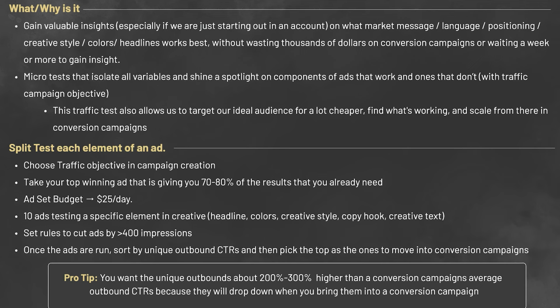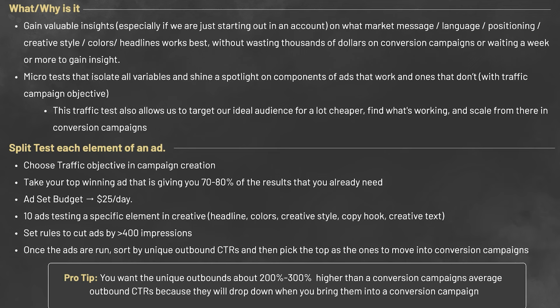So essentially what we're doing here is we're creating micro tests to isolate variables of the ads themselves, and we're trying to get as much traffic, as cheap traffic as possible, because we just want to know what ads are getting the most attention and clicks off platform. That's our goal, right? And so what we're essentially going to do is split test each ad, choose a traffic objective in campaign creation. So you've probably been told always use conversion. I would mostly always agree, unless your goal isn't conversions. Then you can use something else. So we actually use a traffic campaign.